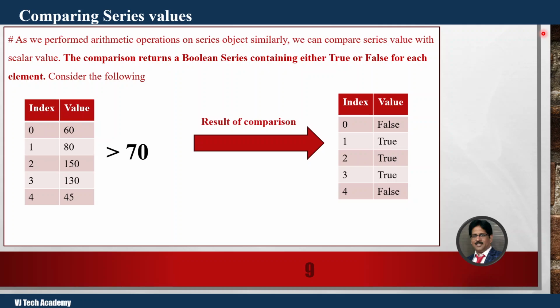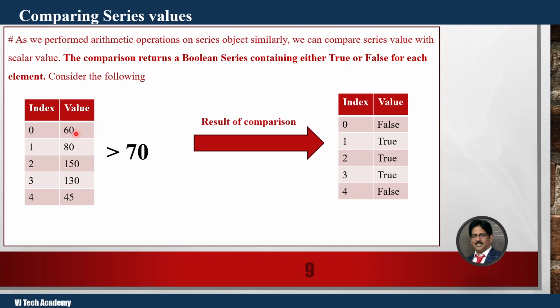Comparing the series values. As we did arithmetic operations on series objects, similarly we can compare series values. Like here you see, this is the series with values 60, 80, 150, 130 and 40. I want to compare this series with a scalar value 70. Say I just want to write greater than 70. So what will happen in this case?